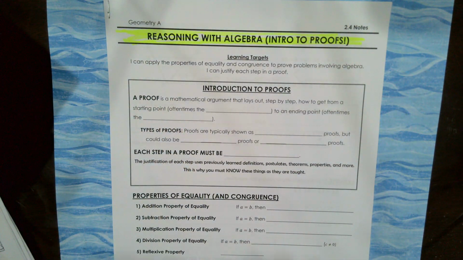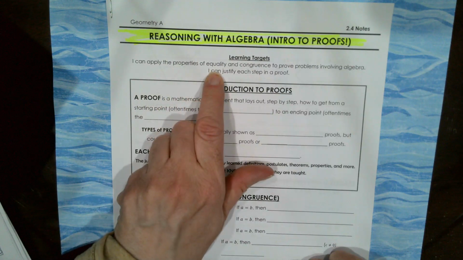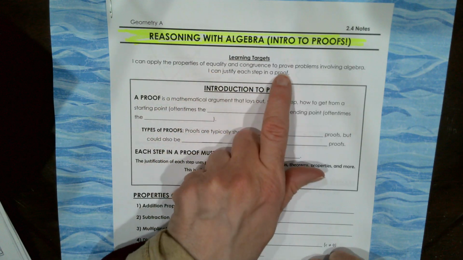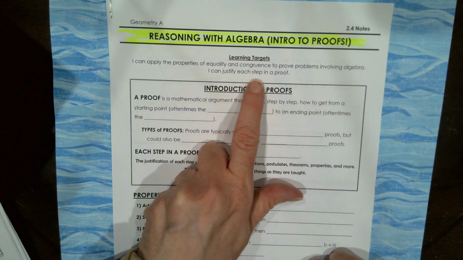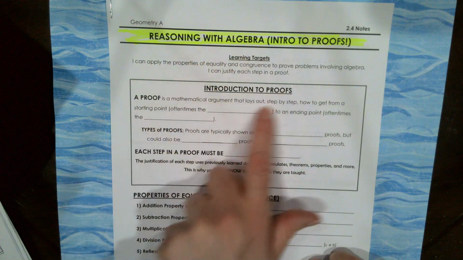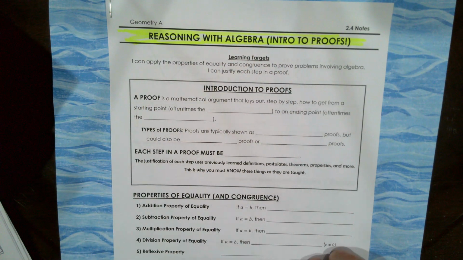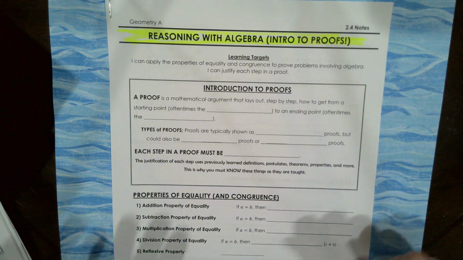And so what are we going to do today? We're going to apply properties of equality and congruence to prove problems involving algebra, and then justify each step in a proof, okay? So what is going to be really important today is making sure that we study really hard and memorize some of these properties, which many of them you already know, okay?